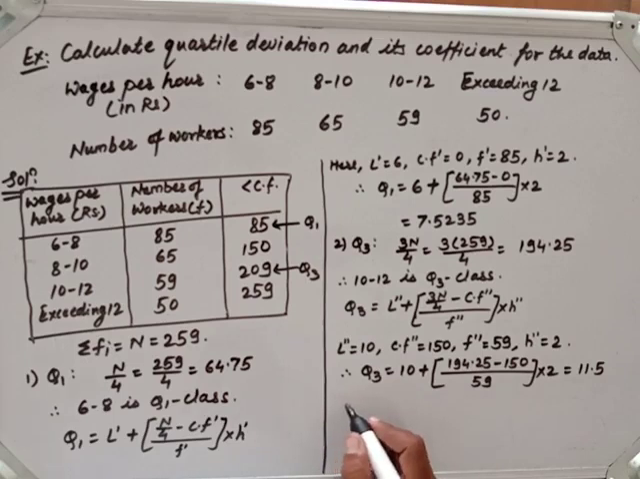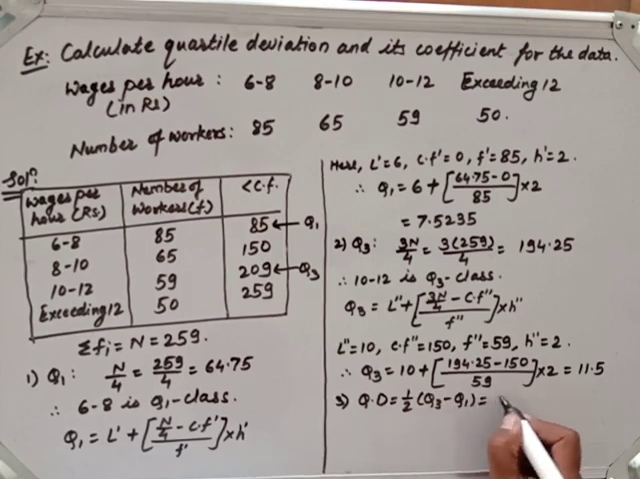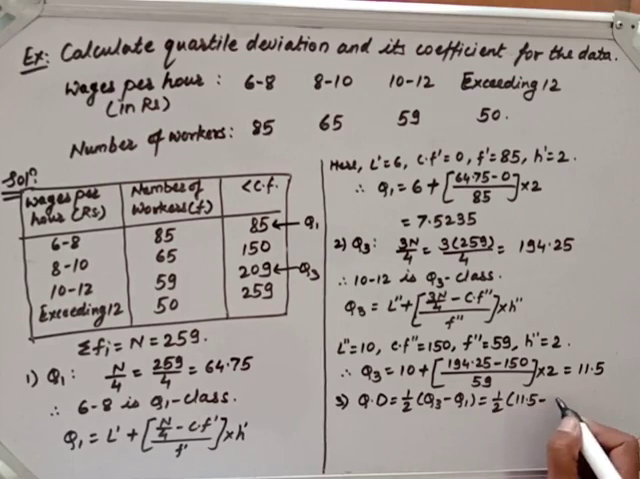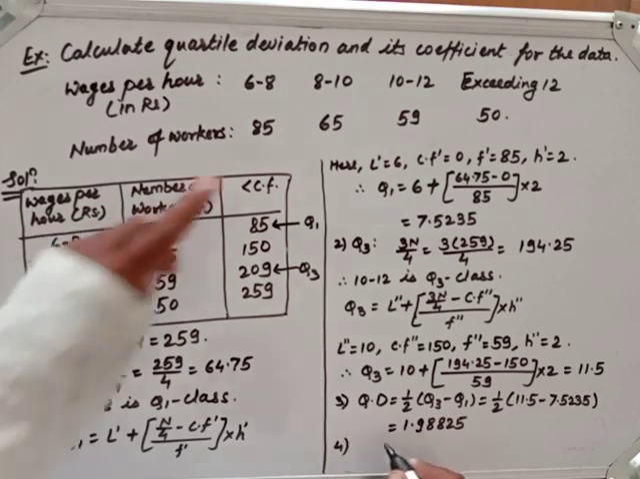So Q3 is 11.5. Now once we have them, we can easily get the quartile deviation. Quartile deviation is half of Q3 minus Q1. So this is half of 11.5 minus 7.5235. The value of the quartile deviation is 1.98825.